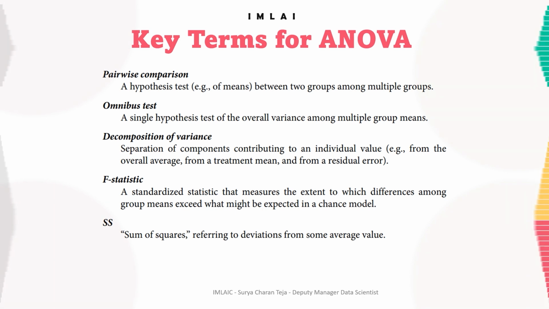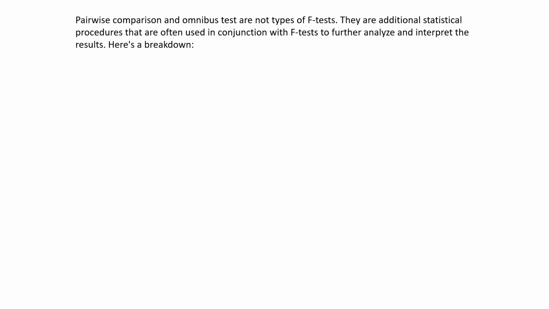Now let's have a clear-cut understanding about pairwise comparison and omnibus test. Pairwise comparison and omnibus tests are not types of F tests. They are additional statistical procedures that are often used in conjunction with F tests to further analyze and interpret the results. So let's see the breakdown.